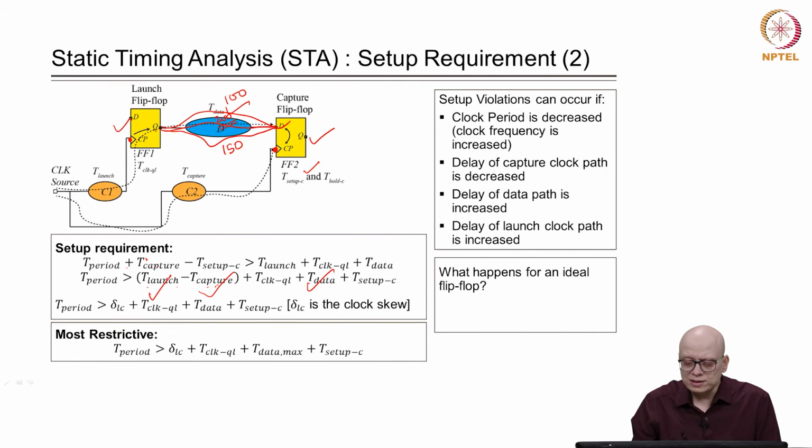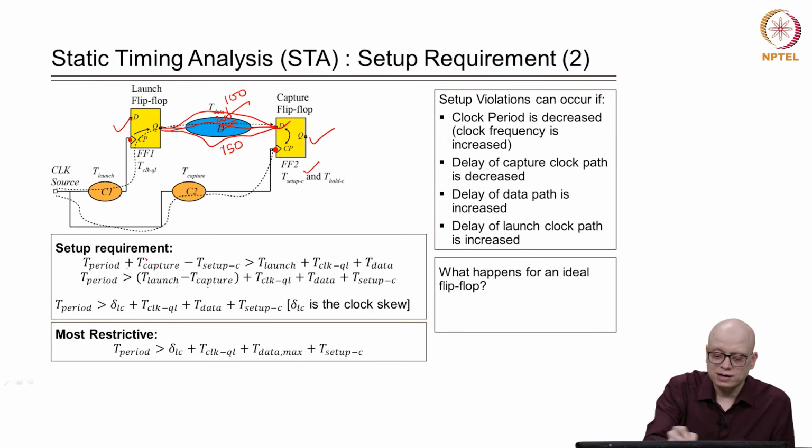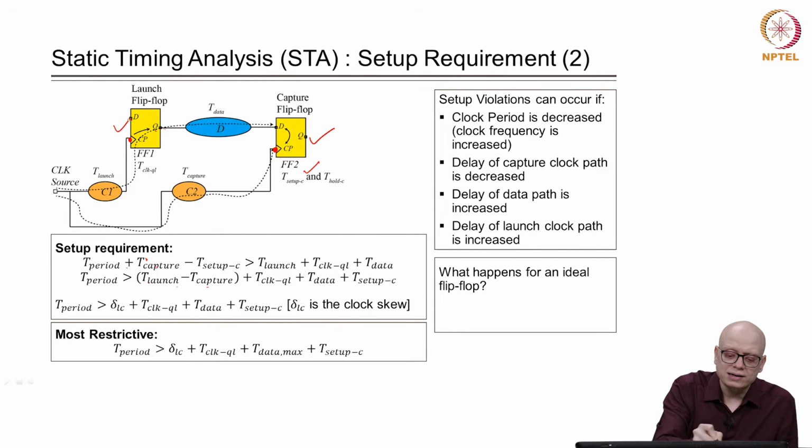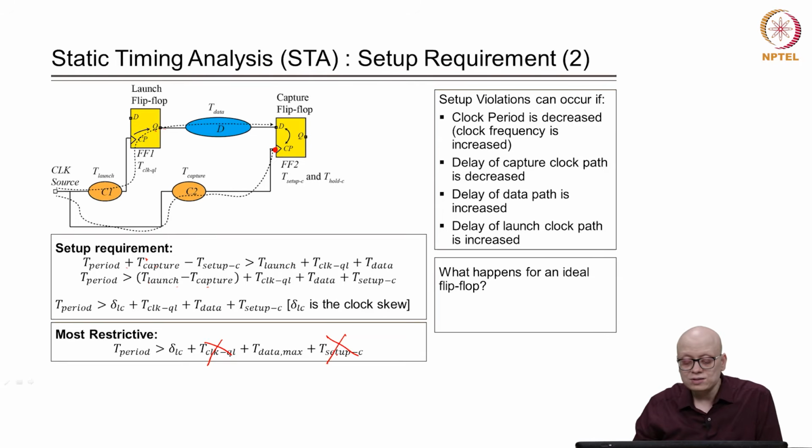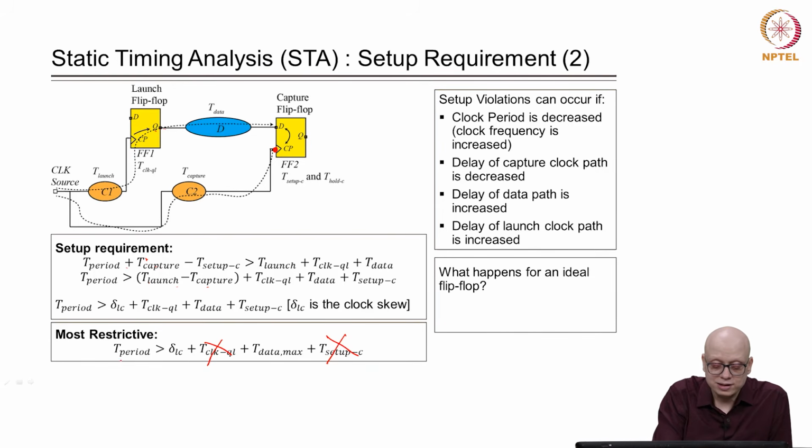Okay. Now, let us consider a scenario in which we have ideal flip flops, right. Suppose these were ideal flip flops, what will happen? If the flip flops were ideal, then clock to Q delay will be 0, we can remove this, and setup time will be 0. So, in that case, what is the constraint? The constraint is T period should be greater than the clock skew plus T data max, right.